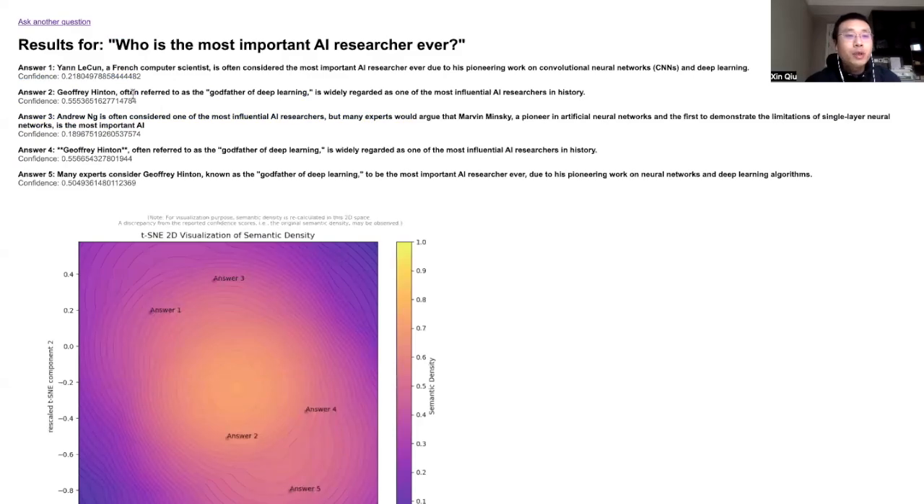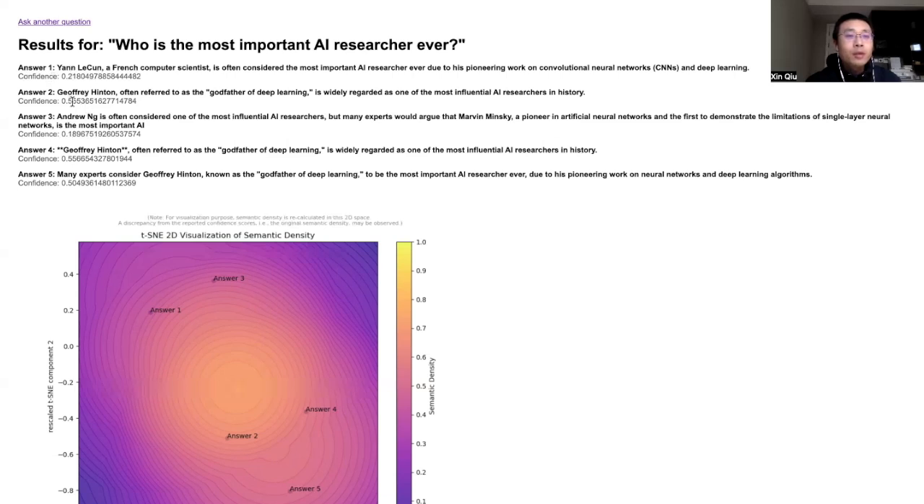So currently we are generating 5 answers for each question. And for each answer here, you can see there is a corresponding confidence score for the answer. And if we take a brief look at these 5 answers, answers 2, 4, and 5 are all suggesting Geoffrey Hinton as the most important AI researcher, while for answers 1 and 3, the language model is suggesting some different options. So we can see that for the answers suggesting Hinton as the most important AI researcher, the confidence scores are clearly much higher than the other answers.